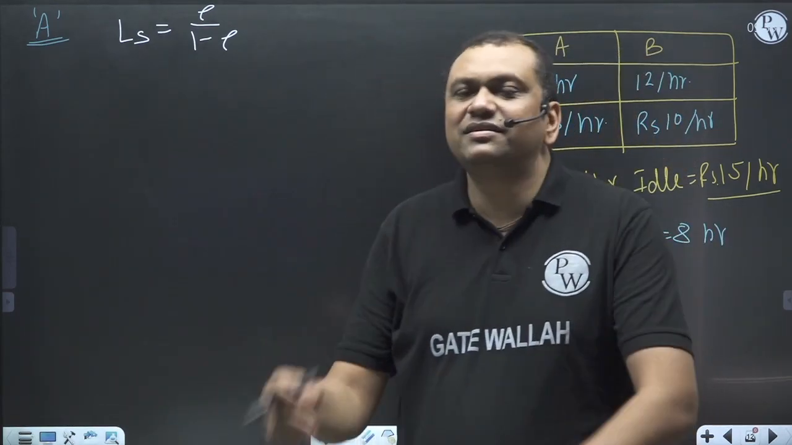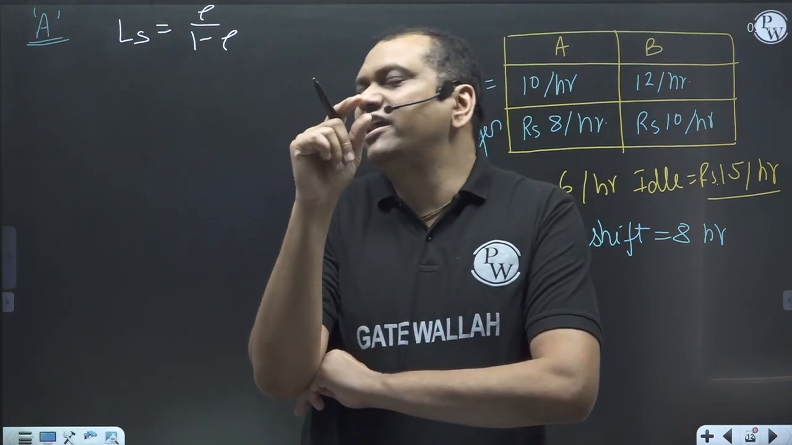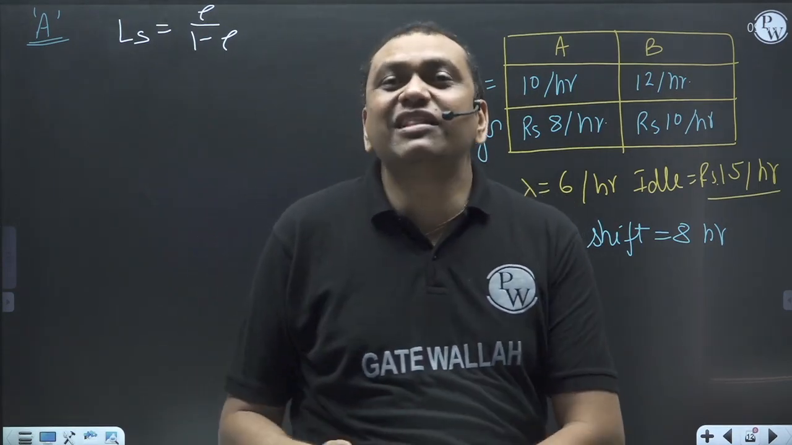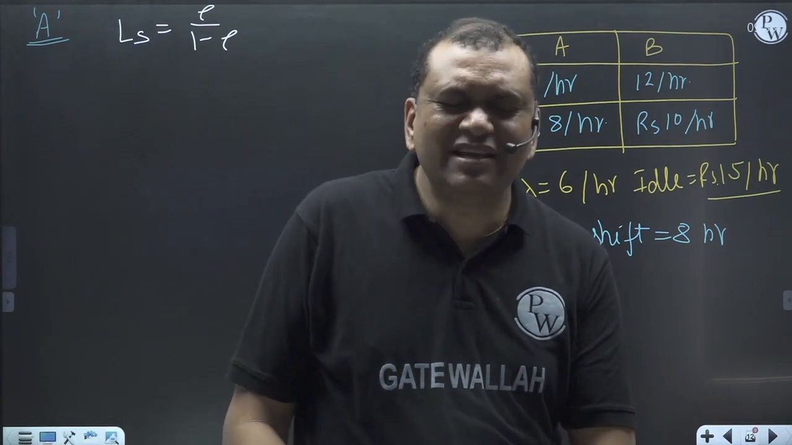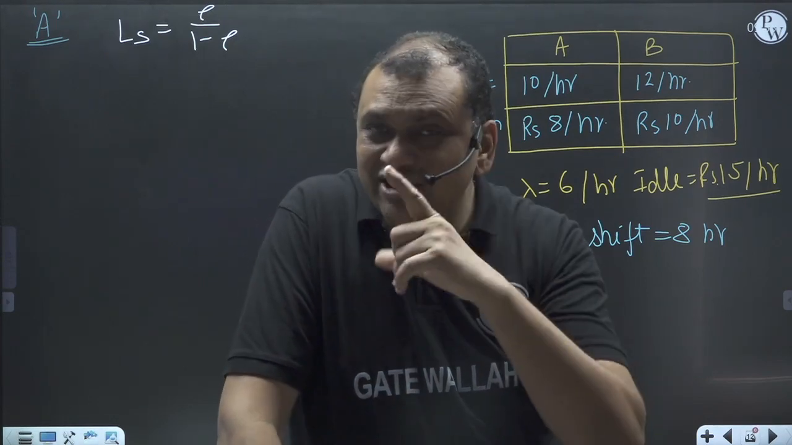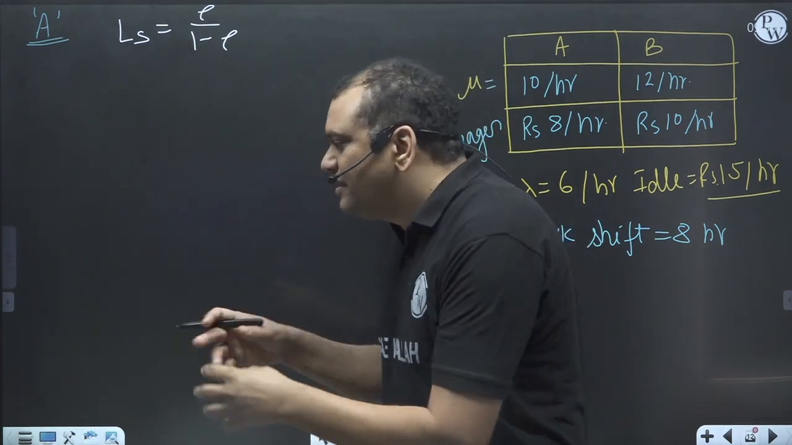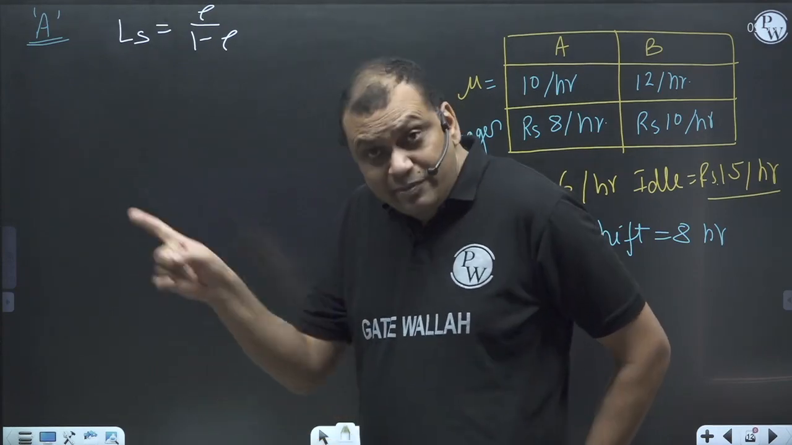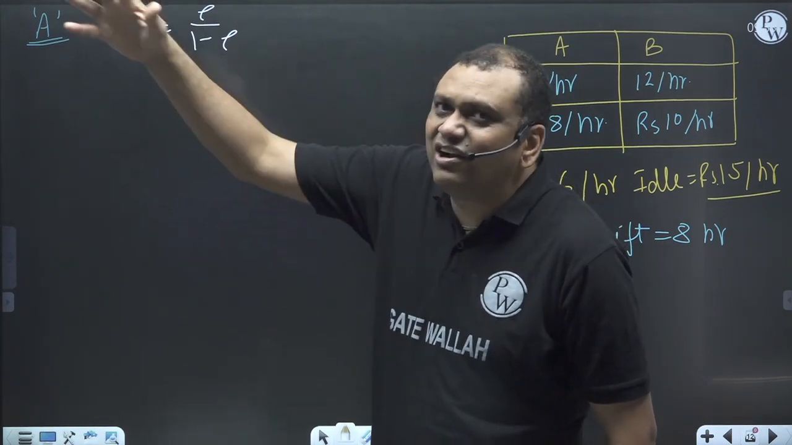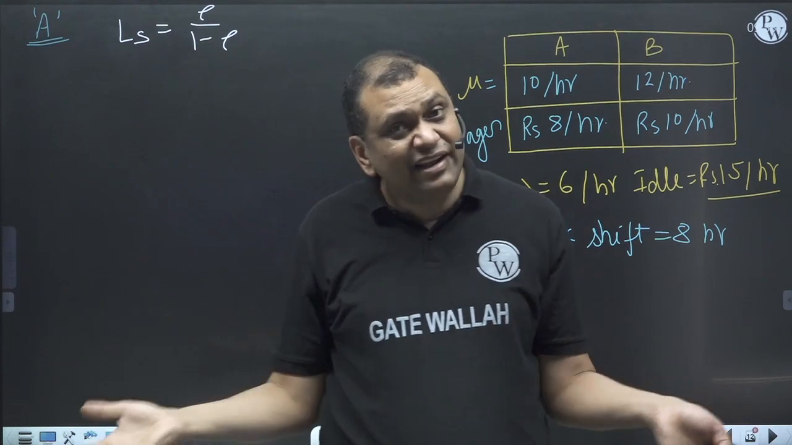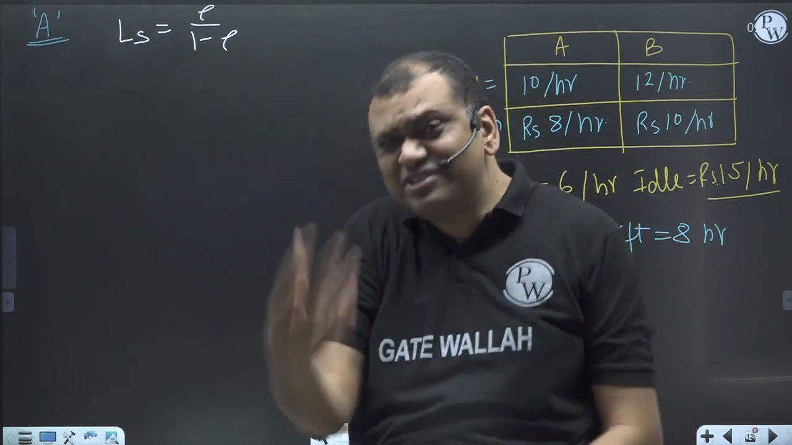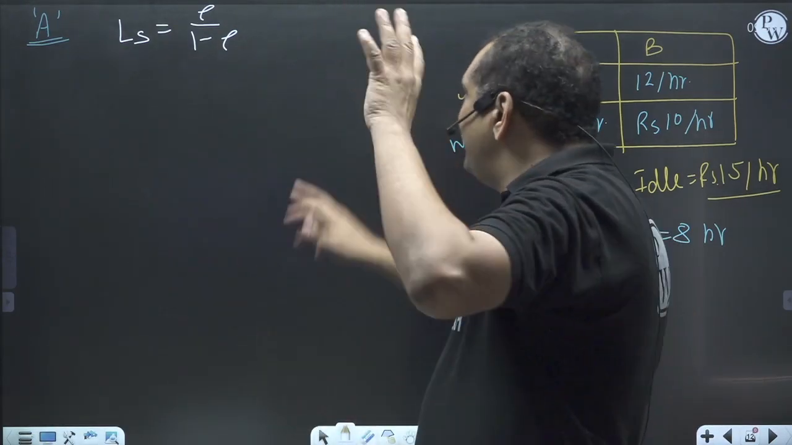Length of system is, on an average, how many machines are down all the time. I'm not taking length of queue. You know why? When the repairman is correcting that machine, it is not producing anything. Unless and until the repairman reinstalls the entire machine, it is not producing anything. So it will not be LQ, it will be LS.